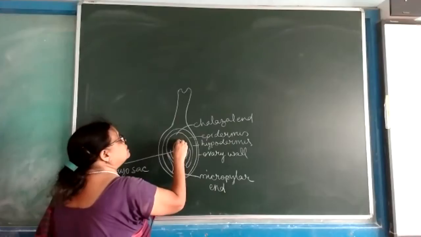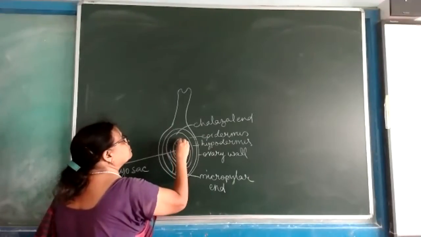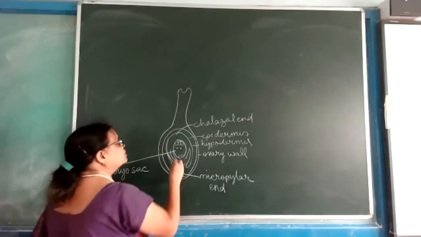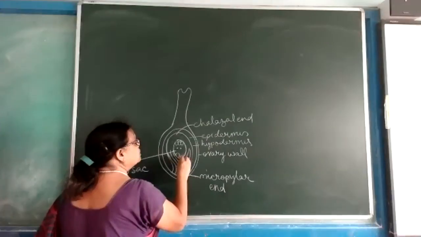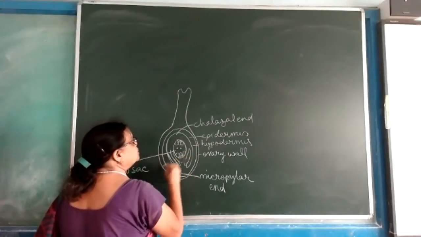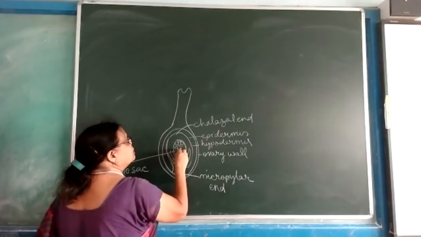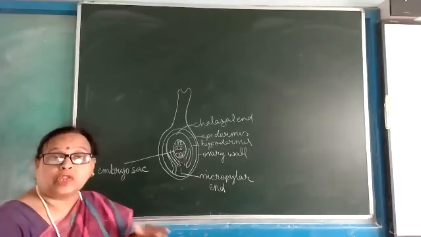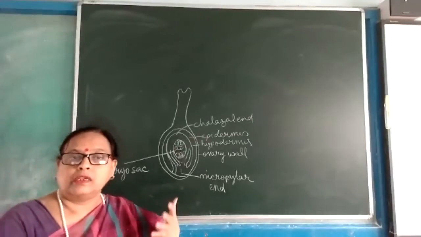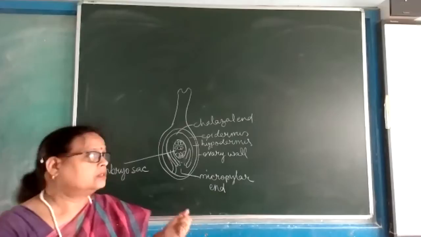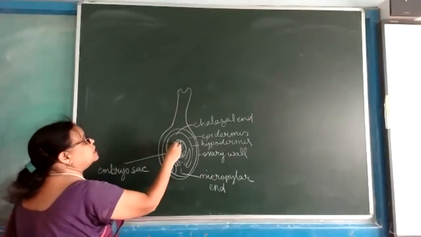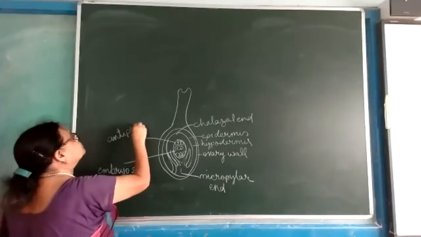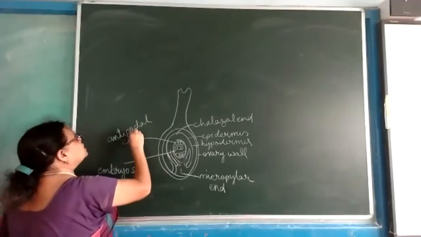So they will form the cell wall. And they will become 3 cells here, 3 cells here, and 1 cell here. So it will become a 7-celled embryo sac. The cells towards the other end will be called antipodal cells.